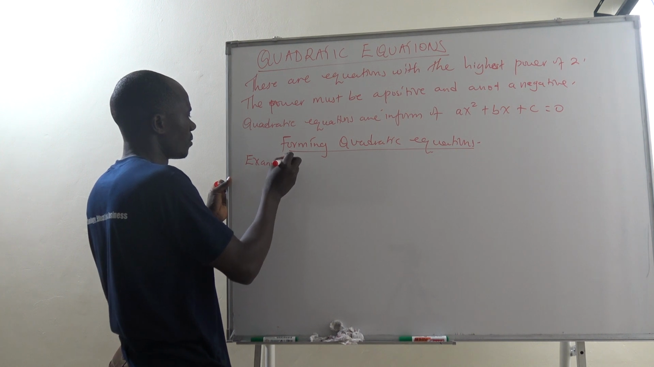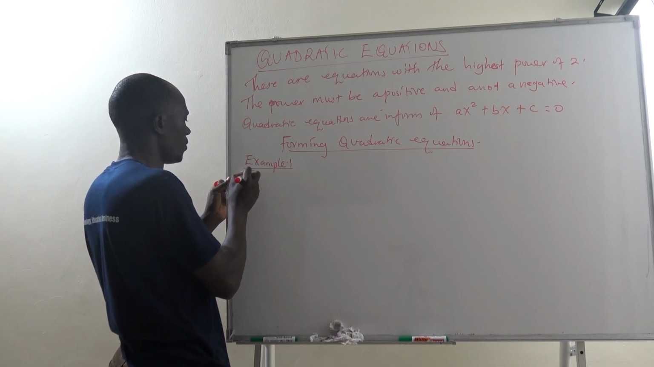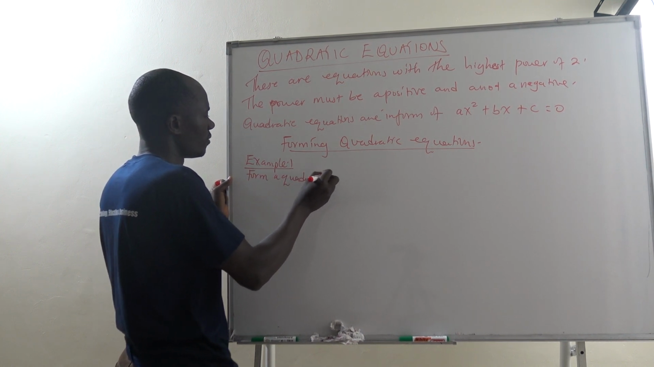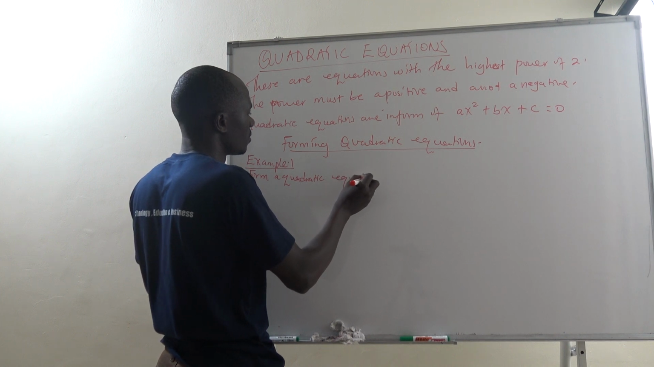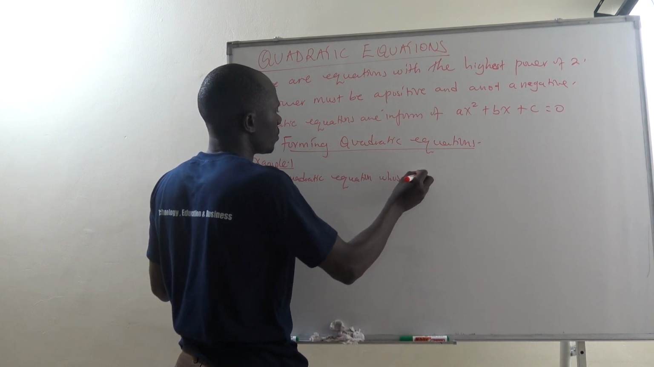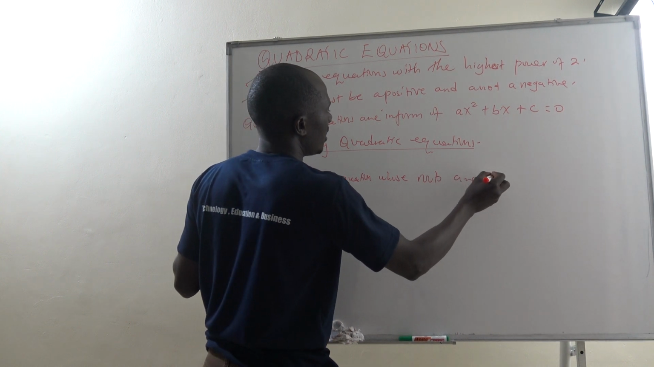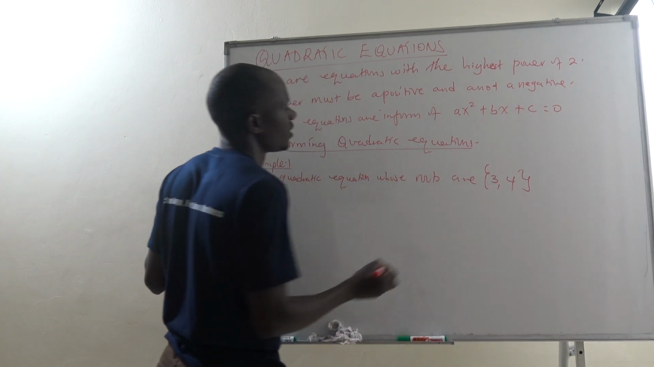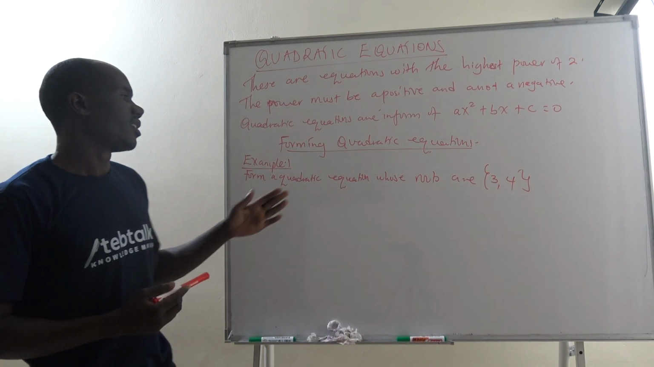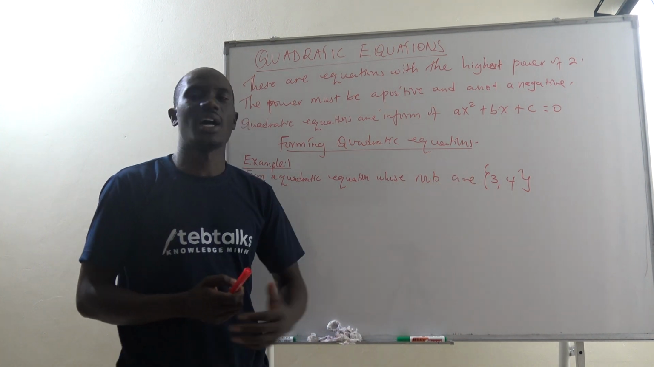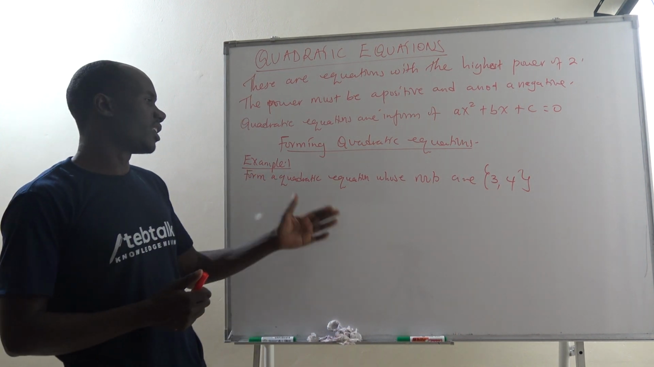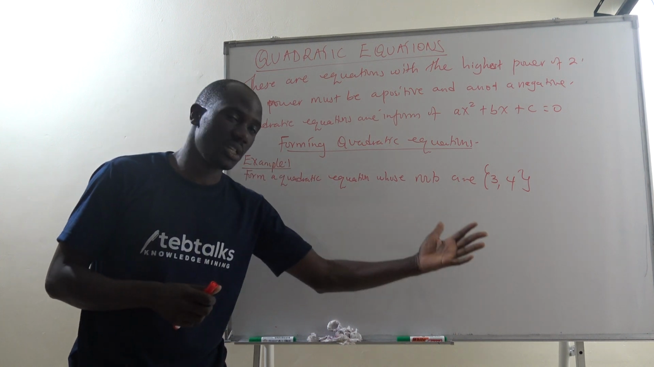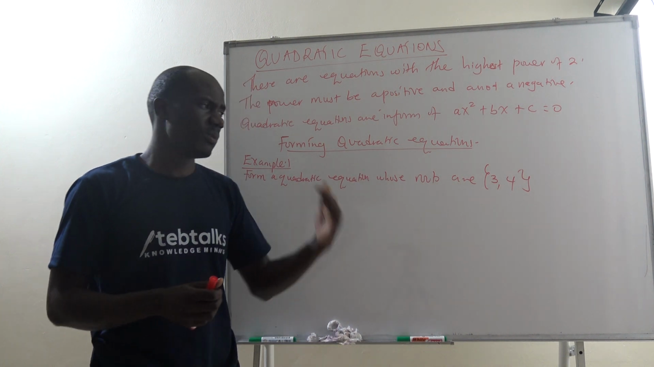Example 1. Form a quadratic equation whose roots are 3 and 4. Now you can see that they want us to form a quadratic equation whose roots are 3 and 4. For this case, you can let any variable of your own choice. You can say let x equal these roots, or let y, or let p.